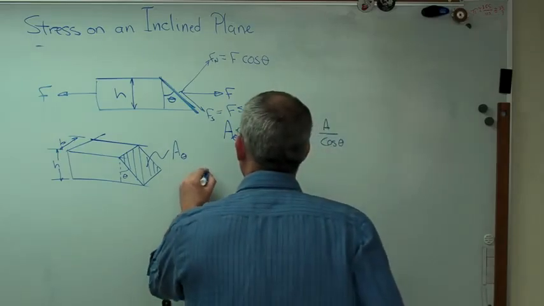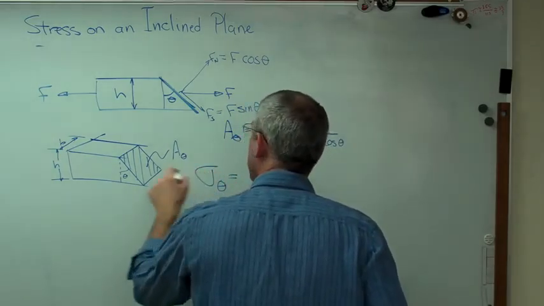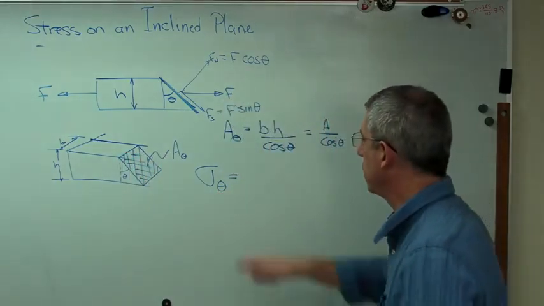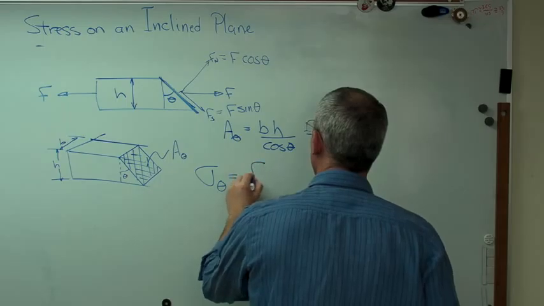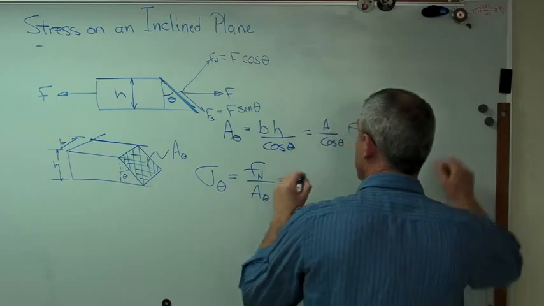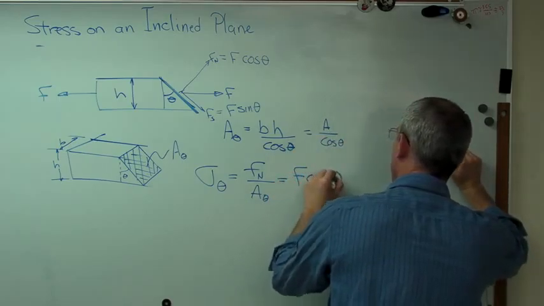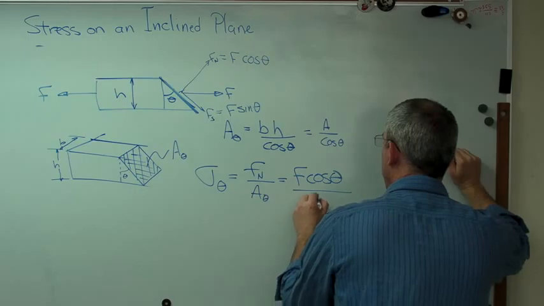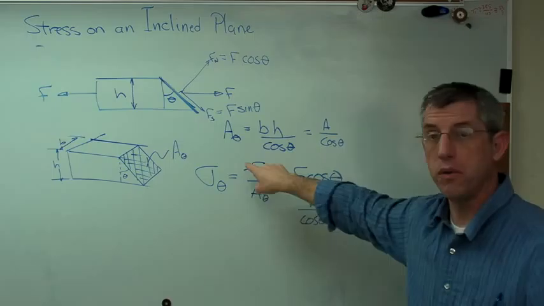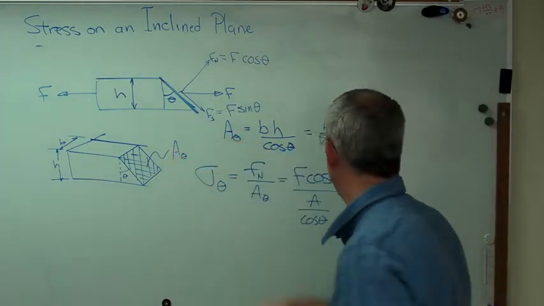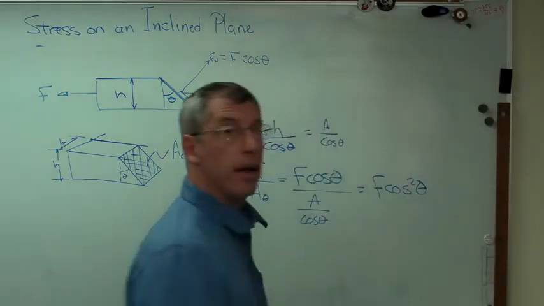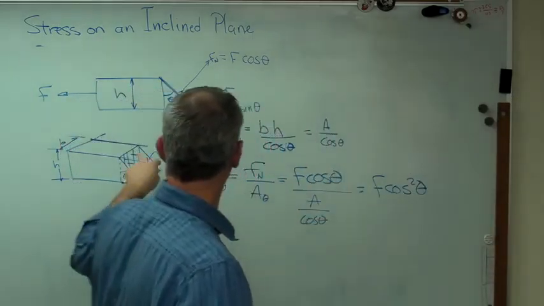So this is good. If I want to find the normal stress on this face here, and I'm going to call that sigma theta, the normal stress on that angled face, I want F normal over A theta. Well, that's going to be F cosine theta divided by A over cosine theta. So that's just the normal force divided by that angled area there. Well, that looks like F over A cosine squared theta to me. That's the normal stress on that angled face.